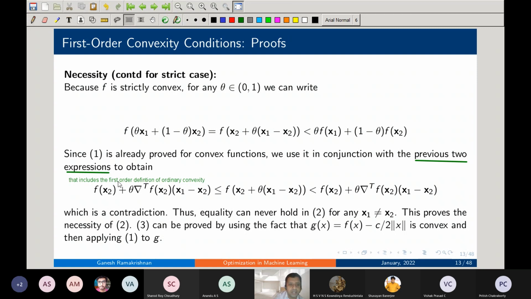So we are going to just use that, and that leads to a contradiction: f of x2 plus the gradient of f at x2 transpose times (x minus x2) is less than the same expression. So the two are going to contradict each other. We are saying that the same expression is less than the same expression, which cannot hold for any x1 not equal to x2.